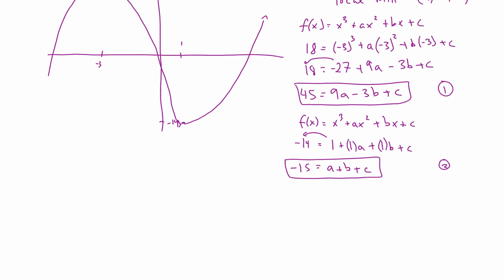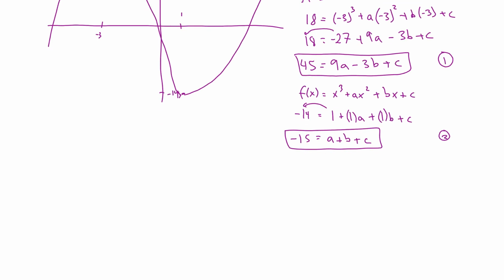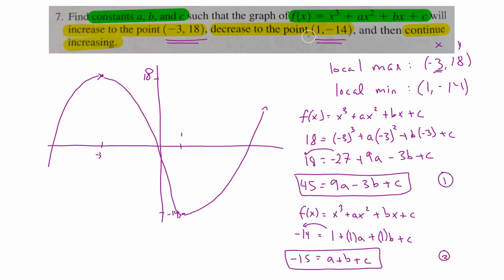So right now we have 2 equations, 3 unknowns. So there's not much that we can do with it. So we're going to have to go deeper. Now we know that, well, we can call these 2 points critical points, right? And we know the critical points are found when our derivative is equal to 0. So that means that when x is equal to negative 3 or equal to 1, our whole derivative function is equal to 0.